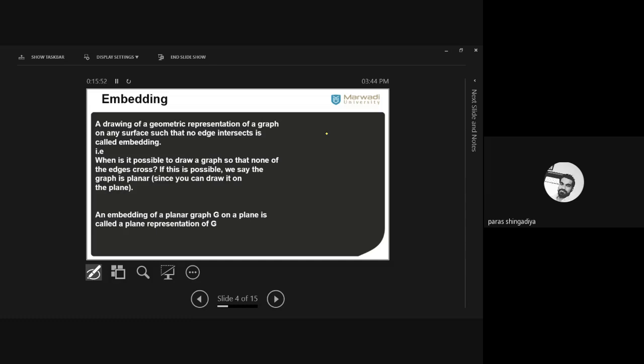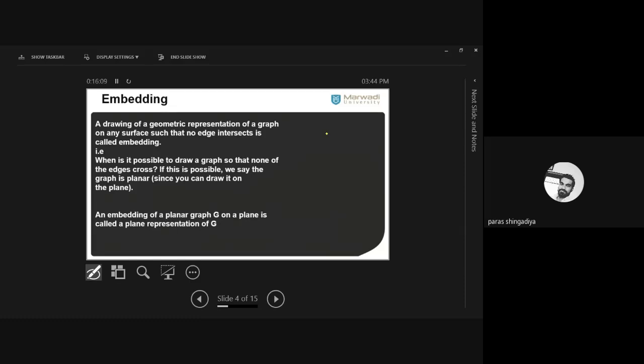Let us learn this definition. Drawing of geometric representations of a graph on any surface such that no edge intersect is called graph embedding. Drawing of graph representation. ठीक है?